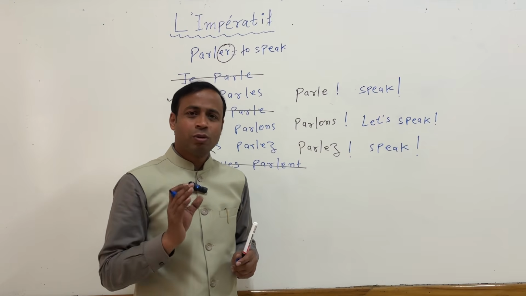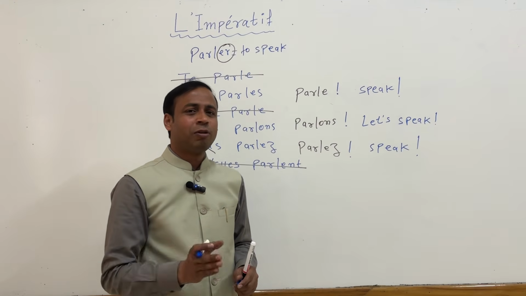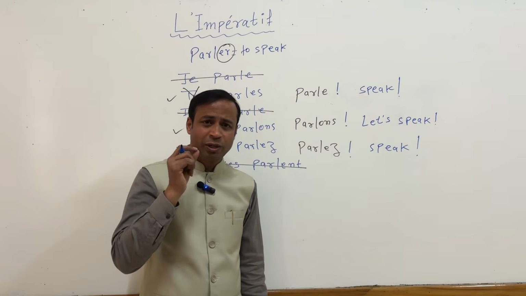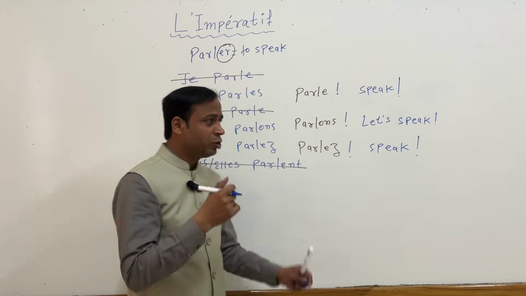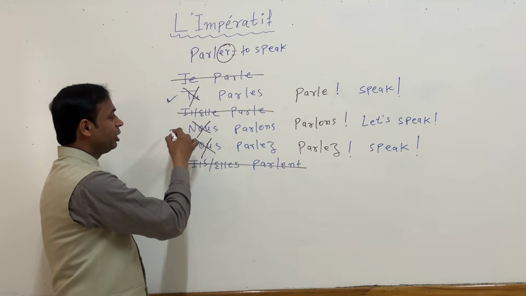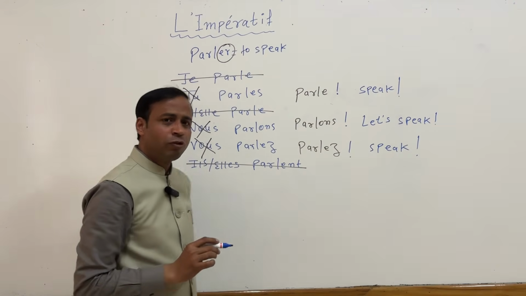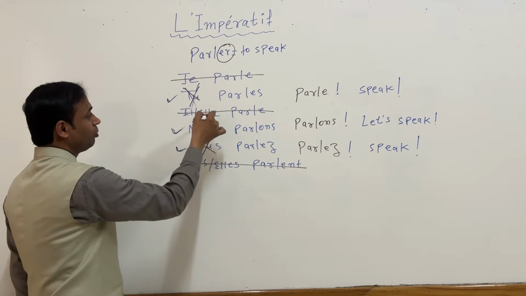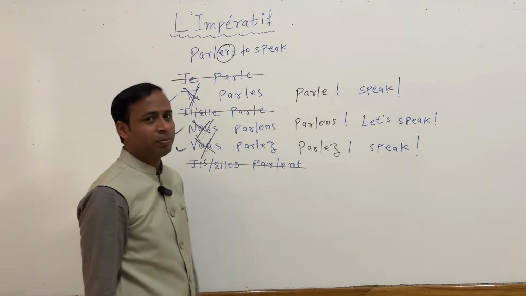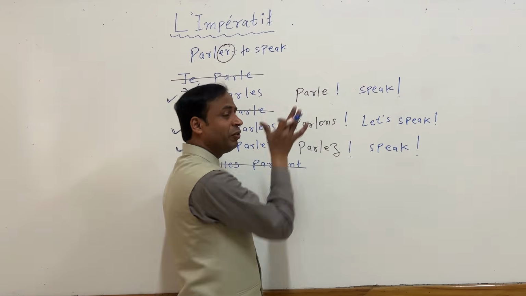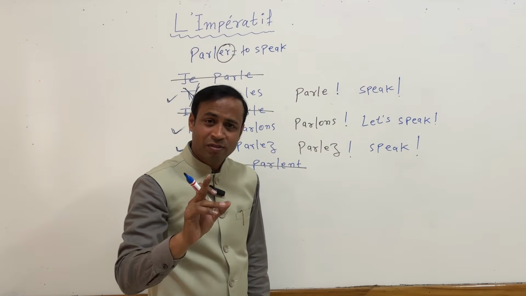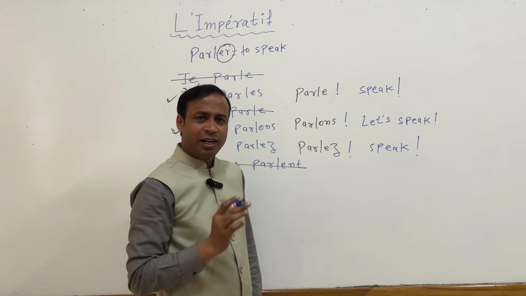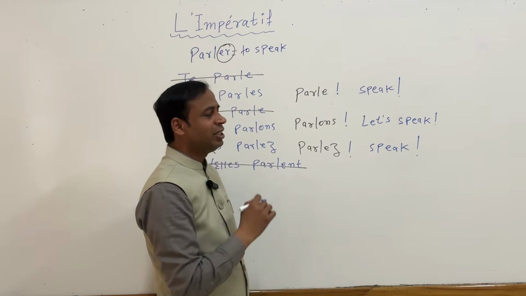So this is how we make imperative from the ER category. Imperative means you have to take three important forms: the tu form, the nous form, and the vous form. And the second important thing, we have to remove the subject, and then only we start the sentence with a verb. Clear? Let me give you some more examples in the ER category.